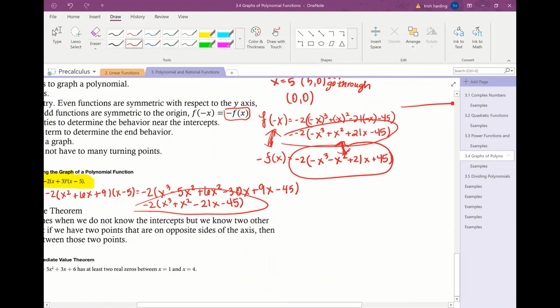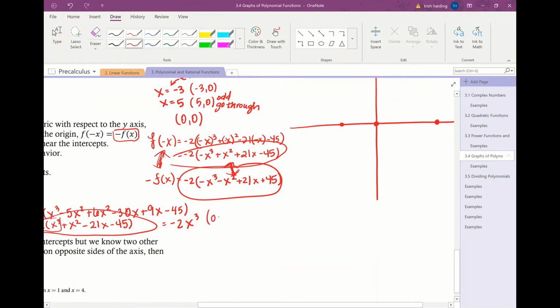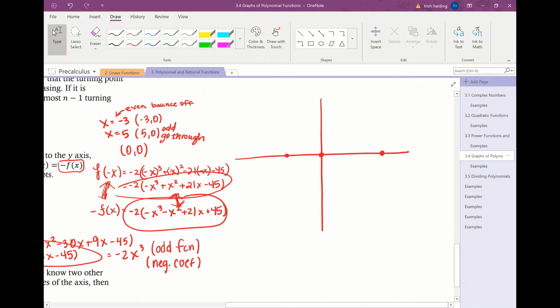So this is my function. So notice my first term, when I multiply out this -2, is going to be -2x cubed. So that's an odd function, and it's a negative coefficient. So I know that as my x's get more negative, my y's are going to get more positive, and as my x's get more positive, my y's are going to get more negative.